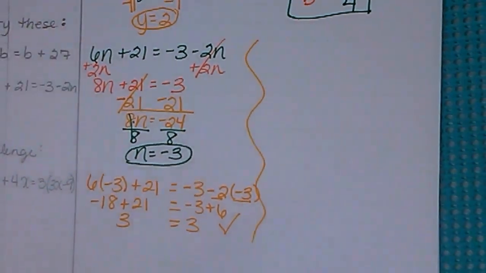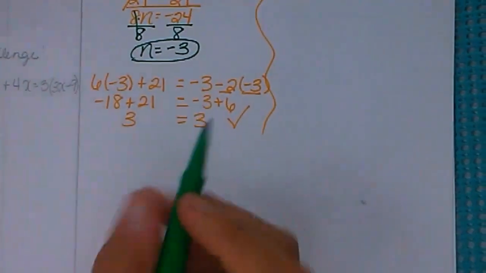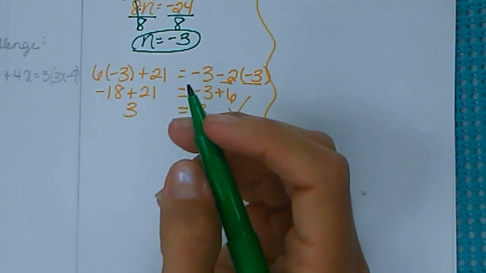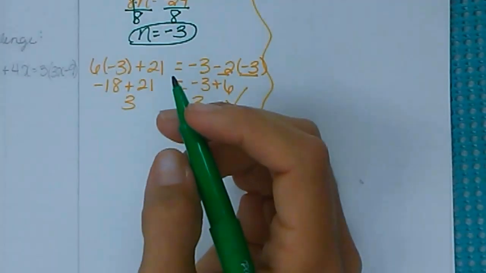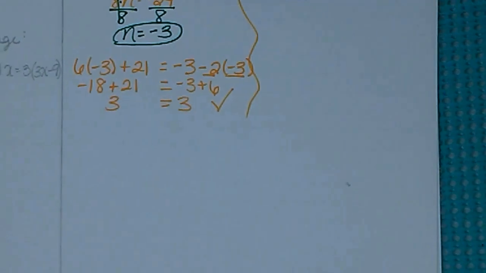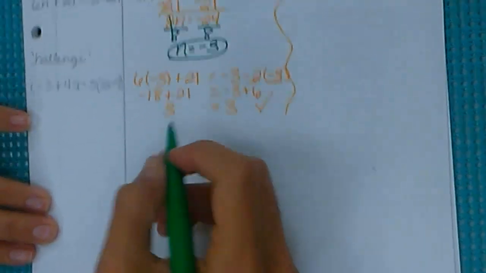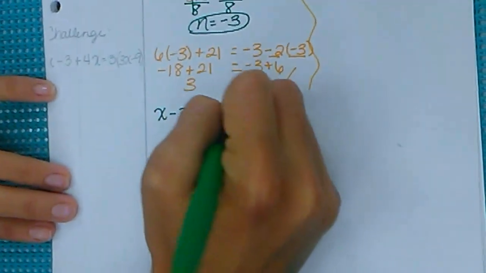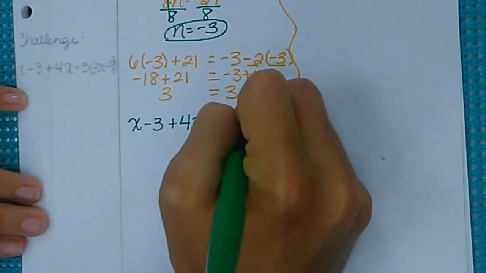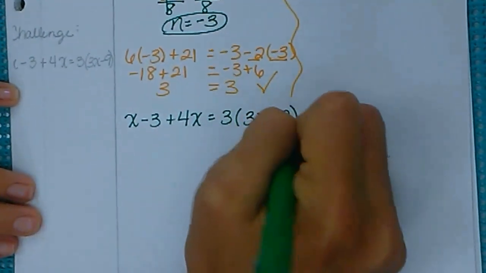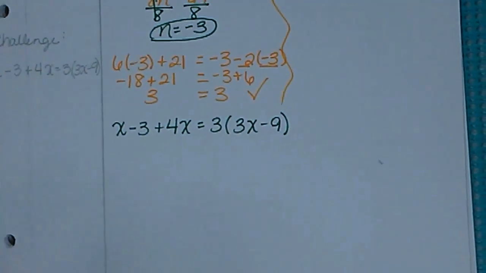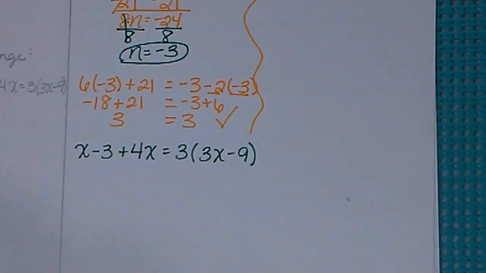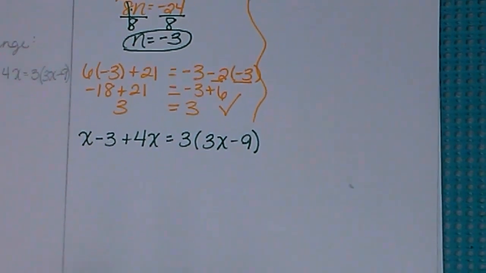All right, I want plenty of room for my challenge, so I'm going to go ahead and drop this down here because I don't want to have to squish it. So our challenge: x minus 3 plus 4x equals 3 times (3x minus 9). All right, there's just a lot of stuff, but I wanted something that made you guys utilize all of those steps in the single problem.